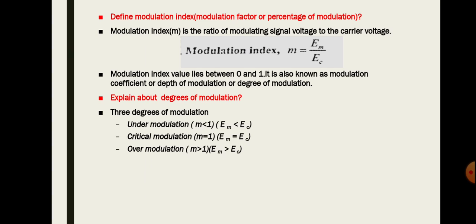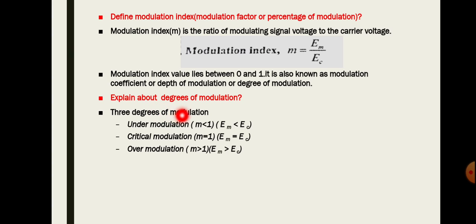Next we can define the modulation index, which can also be called the modulation factor or percentage of modulation. We can write that the modulation index is the ratio of the modulating signal voltage to the carrier voltage, and it is represented by the letter m, so the equation is m equals Em by Ec. Practically, the modulation index value lies between 0 and 1, and this modulation index is also known as the modulation coefficient, depth of modulation, or degree of modulation.